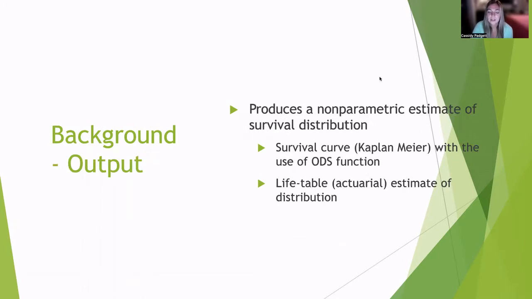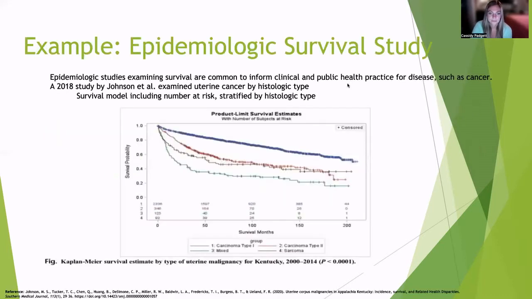As for output, it produces a non-parametric estimate of survival distribution, and this can be output in two different ways from that PROC Lifetest. You can have a survival curve, also better known as a Kaplan-Meier curve, and then you can have a life table, which is more an actuarial estimate of distribution. And so a table form or a curve form is what you can produce from this PROC Lifetest.